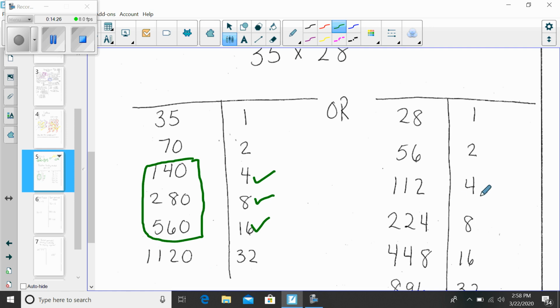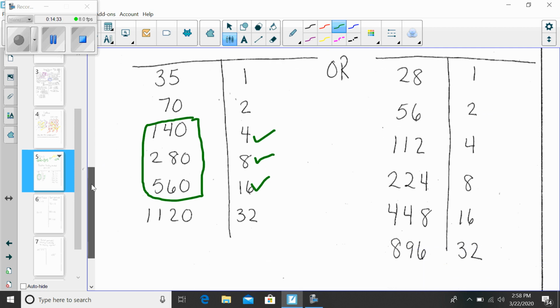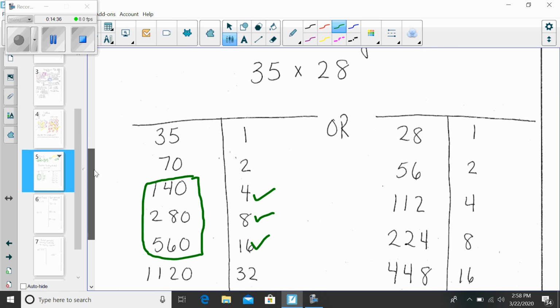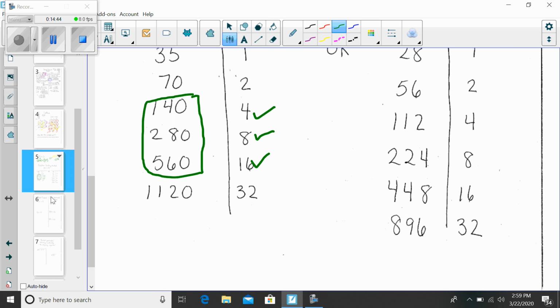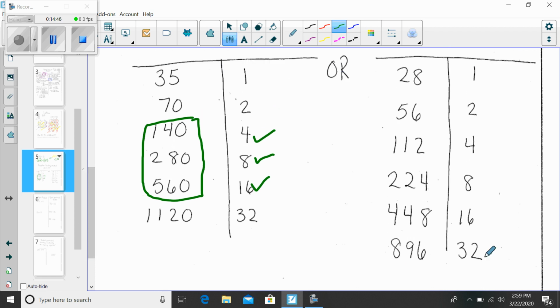Or if I were to come over here, so this time I doubled the 28, exact same problem, and I continued to double until I got to a number bigger than 35. Or actually I didn't, but I'm almost to 35. So then I look at this and I say, well, how do I make 35? To make 35, I would need a 32 and a 2 and a 1, which would mean that if I added up these and this, that would be the correct product.